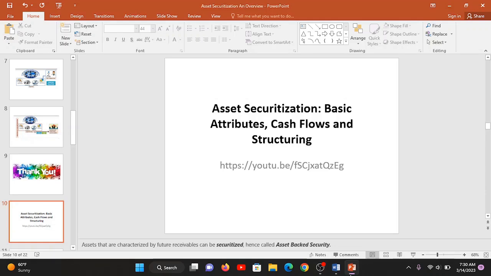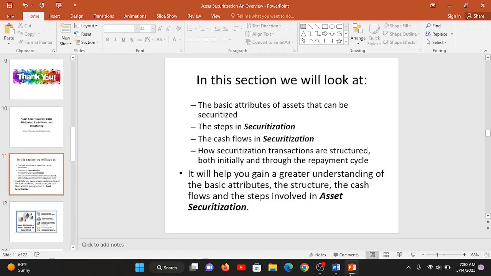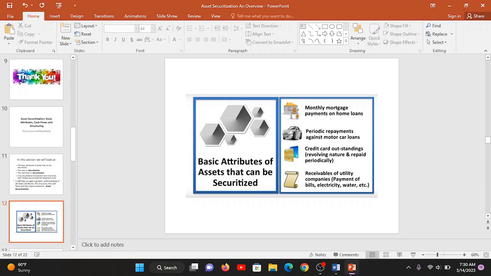Now you see in this, we'll try to understand the concept of asset securitization further, with special reference to the various attributes which are supposed to be looked at, the type of cash flows that you have, and the structuring elements. Okay, so if you go again in this section, we'll try to see these things. Let's go forward. So what are the various attributes of assets that are supposed to be securitized?